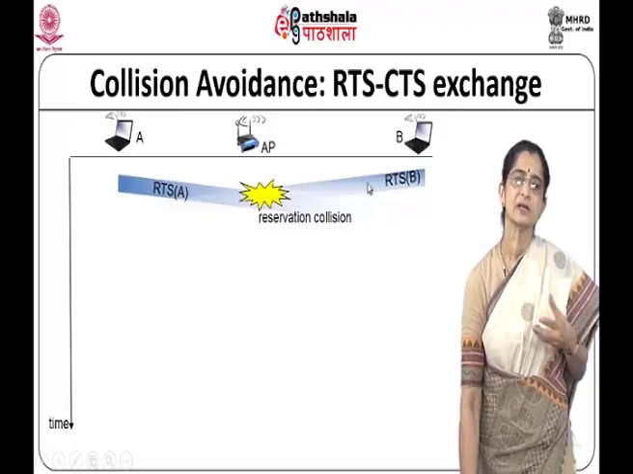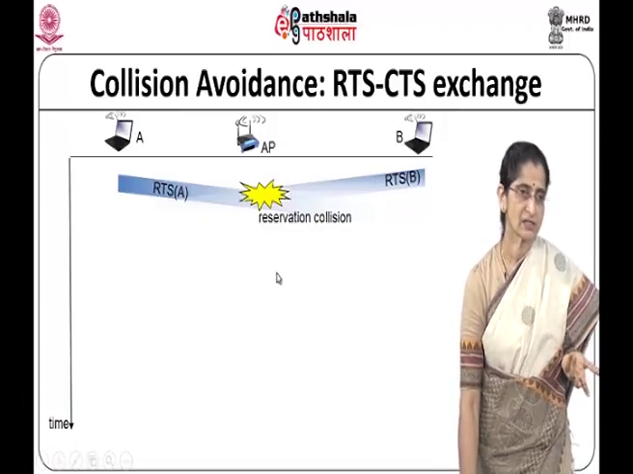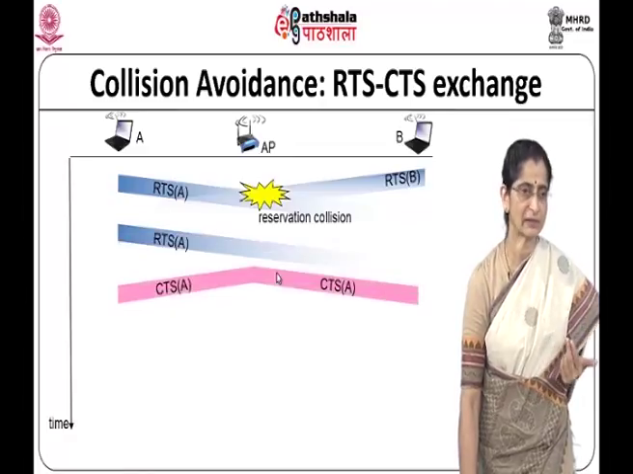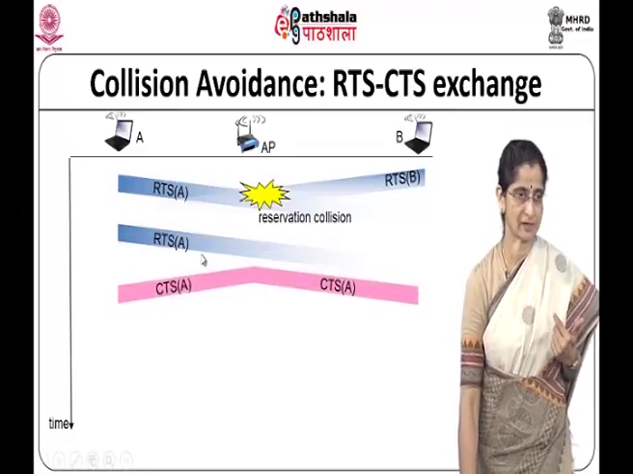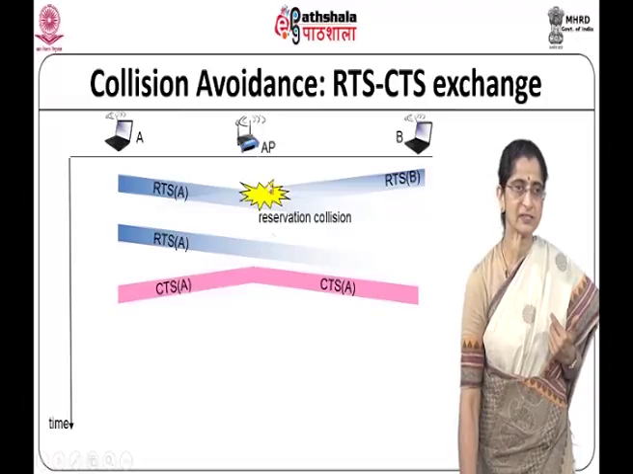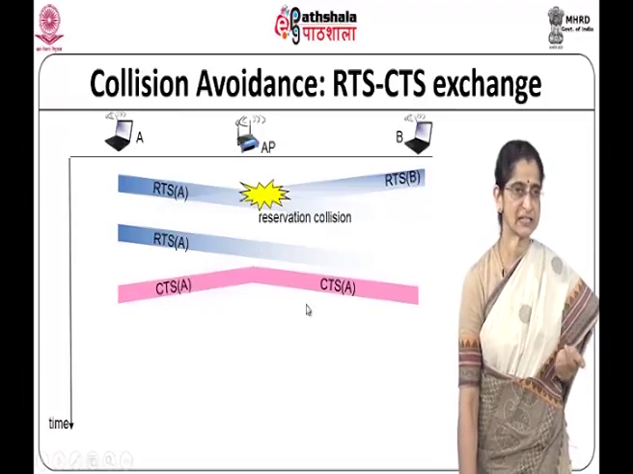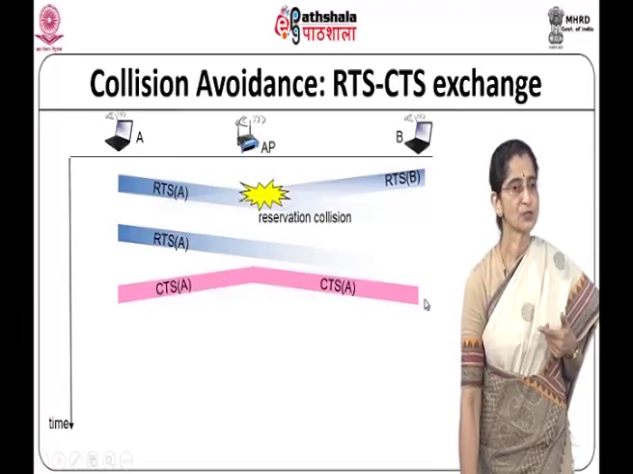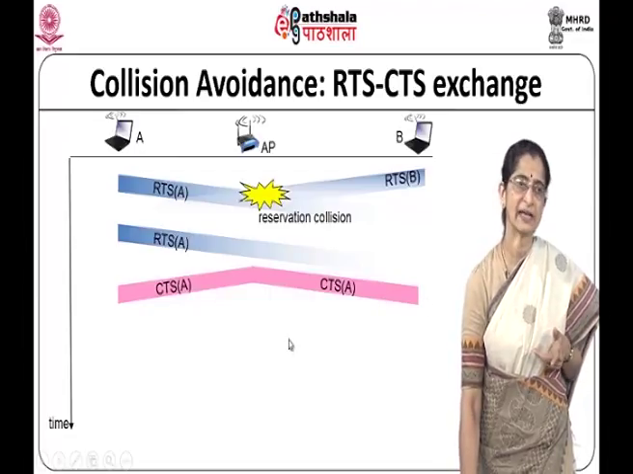Now what will happen? Both A and B won't receive their CTS. So they will wait for a random amount of time, and after a random amount of time one of them, let us say, sends an RTS. So A sends an RTS. Now when A sends an RTS, the access point will respond with the CTS. Now the access point's response will be heard by both A and B. So now B will refrain from transmission and A can start its transmission.